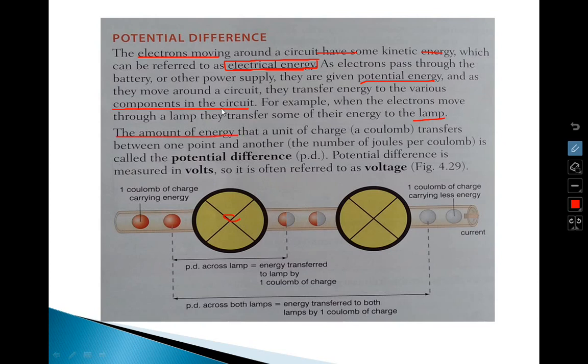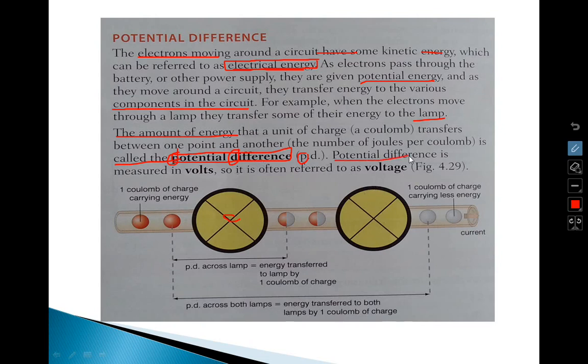Actually, the amount of energy that any unit of charge, or a coulomb, transfers between one point and another, the number of joules per coulomb, is called what? Potential difference. It's like a voltage. PD is the shortcut for potential difference.